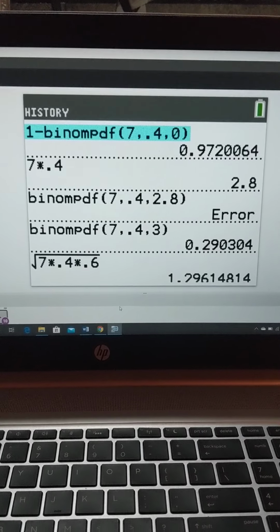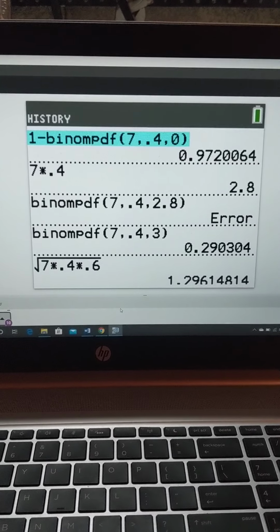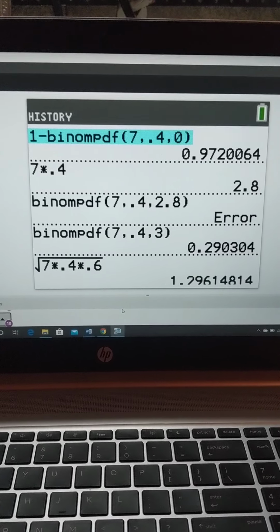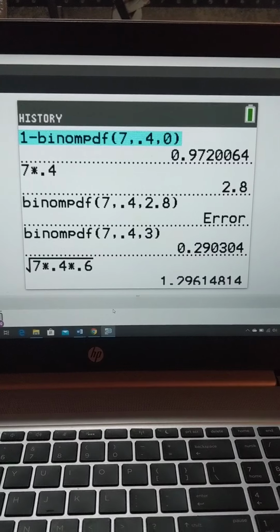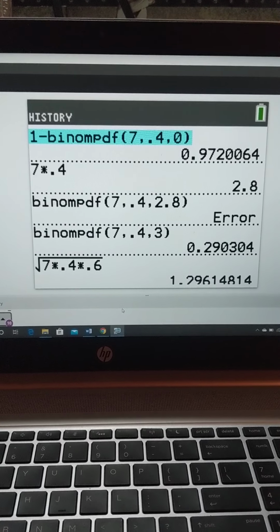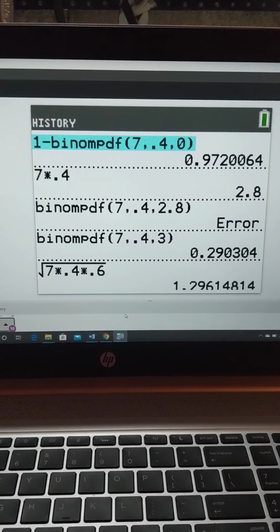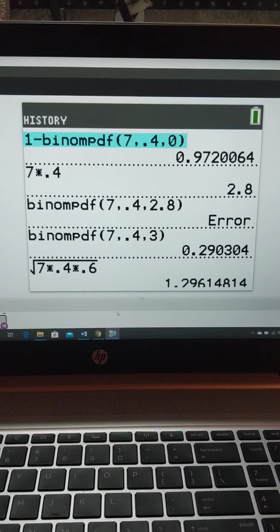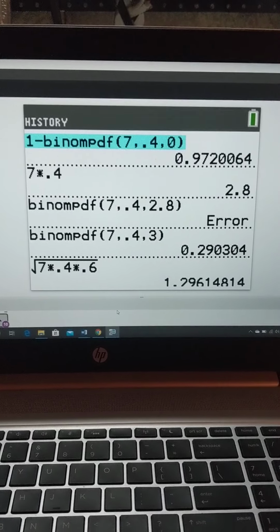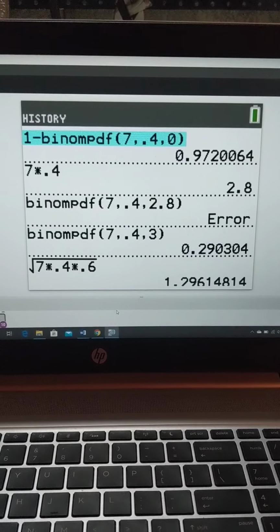Now, the second question I posed is, what is the expected number of cars? Given that 40% of the sample size should flash their lights, 40% of the sample size is 7 times 0.4, so that gives me 2.8. So we should expect about 2.8 cars to flash their lights.